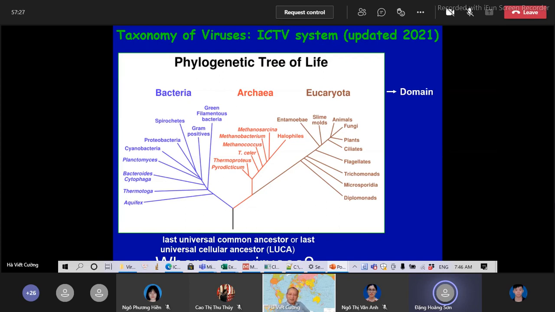Good. So you can see here, all known life forms like bacteria, archaea, or eukaryotes, everything is here. On this tree of life, all three domains, true bacteria, archaea, and eukaryota, share a common ancestor. So the question here: where are the viruses? Big question.